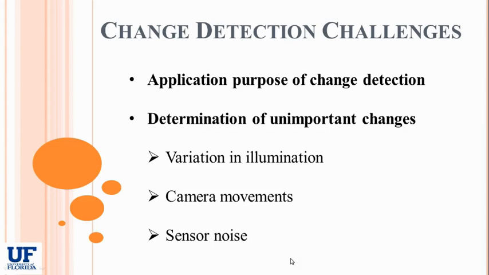Also, camera movements. When you take an image at one shot and the camera moves and takes another shot, it may look as if some changes have occurred, but that's just because of camera movements. And you want to have the images be of the same alignment so that you can really tell whether any change has occurred by movement of the object. Also, there are some changes that are caused by sensor noise, that is in the sensors of the camera.